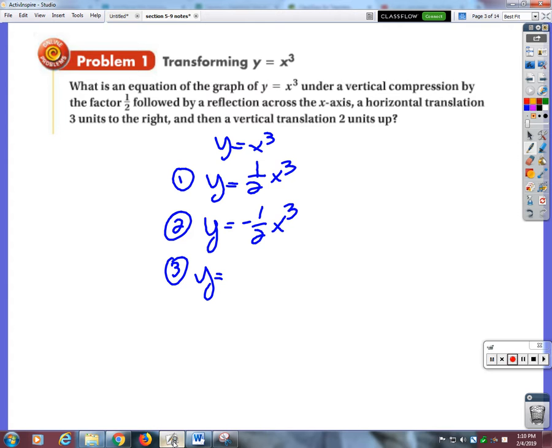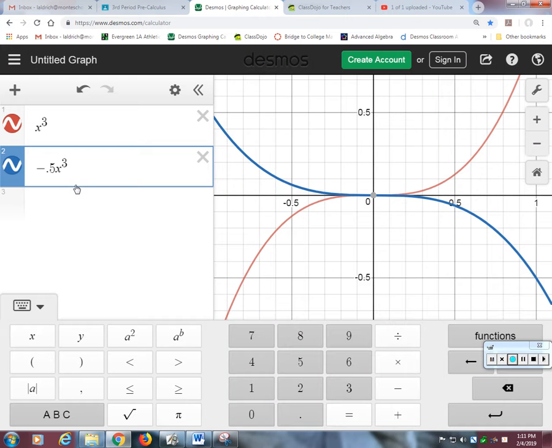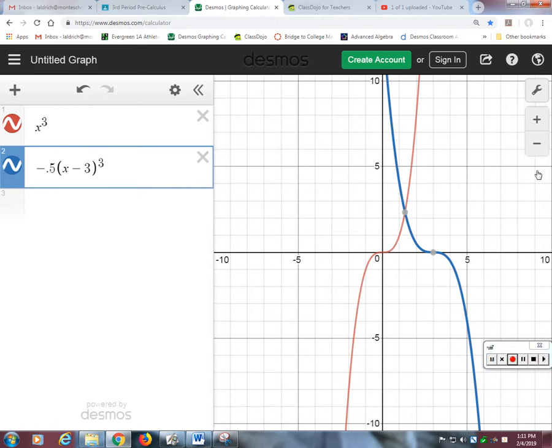Good, excellent, because inside parentheses, I don't know if you guys remember this or not, but inside the parentheses is always the opposite. So if I want to move it 3 to the right, I actually have to go x minus 3 inside the parentheses. So let's do that on our graph. So if I put a minus 3 in there, now you can see the graph got moved 3 to the right. Okay?